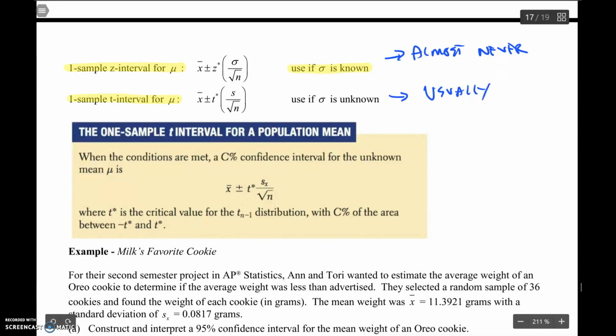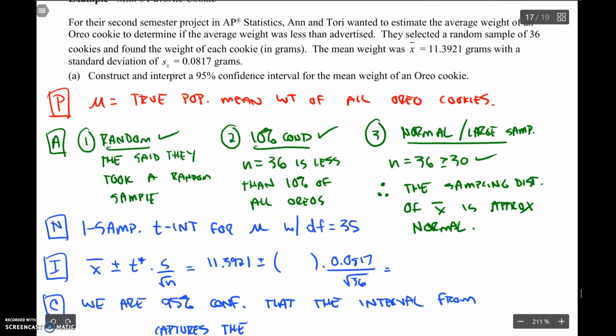The only difference is that here you have the population standard deviation, here you have the sample, here you use a z-crit, here you use a t-crit. We don't really need to do that. So here we have an example. I kind of started it to shorten up the video a little bit. Feel free to pause it if you're filling out your notes.